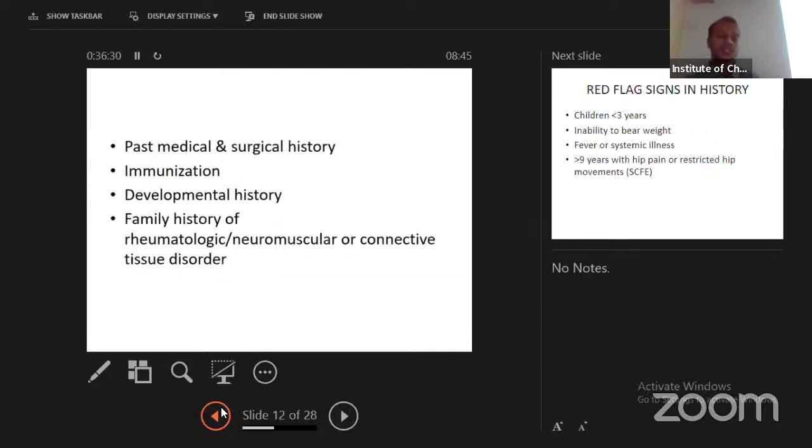The past medical and surgical histories should also be inquired, because meningomyelocele surgery, etc., will give a clue towards the neurological disorders. Immunization history should also be asked, whether the child is properly immunized or not. Polio, even though it is rare now, is also a cause of limping. The developmental history should be taken in broad to assess whether there is any developmental milestone delay, like autism or any cerebral palsy. Family history of rheumatological or neuromuscular or connective tissue disorder should also be inquired.